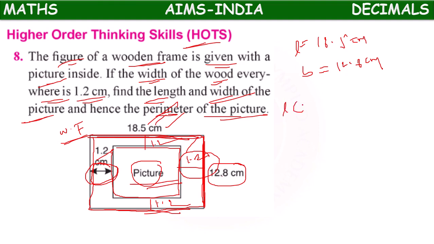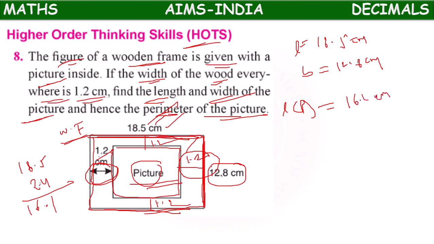So length of the picture will be, from 18.5, 1.2 two times, how much? 2.4. From 18.5, we have to remove 2.4. Means from 5, 5 minus 4, 1. 18 minus 2, 16. So what is the length of the picture? 16.1. Length of the picture is 16.1 centimeter.